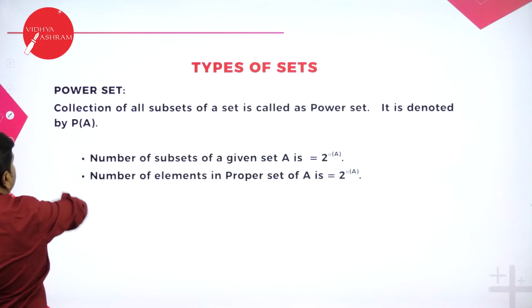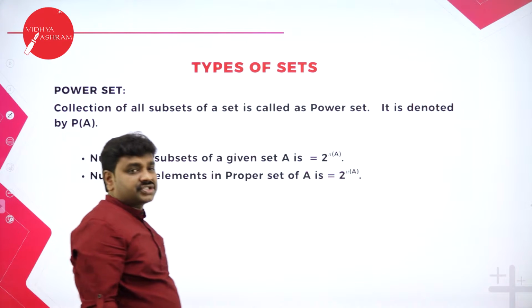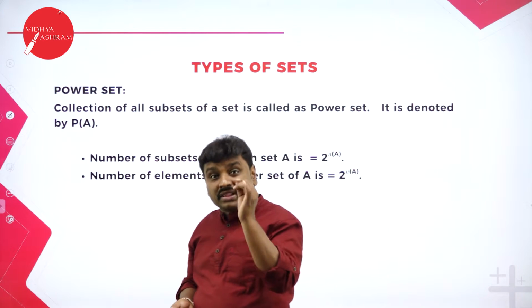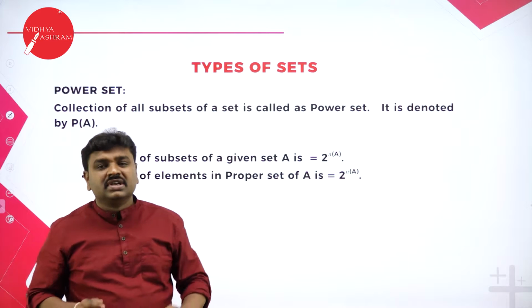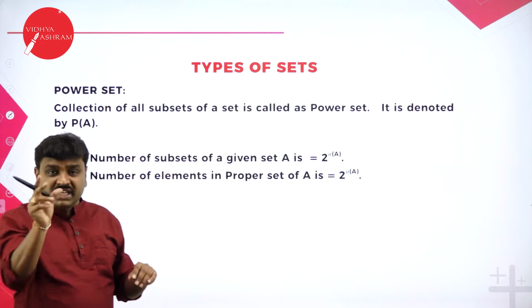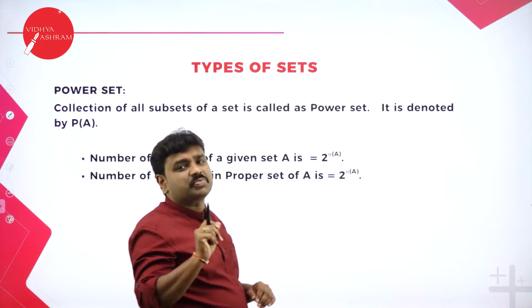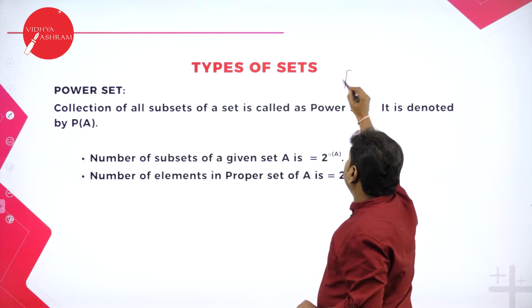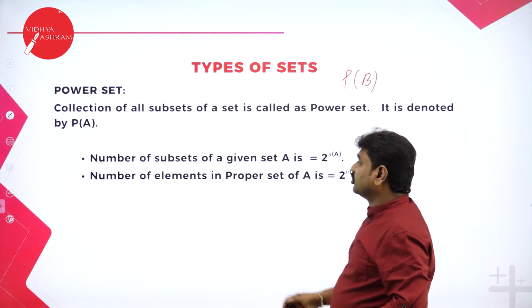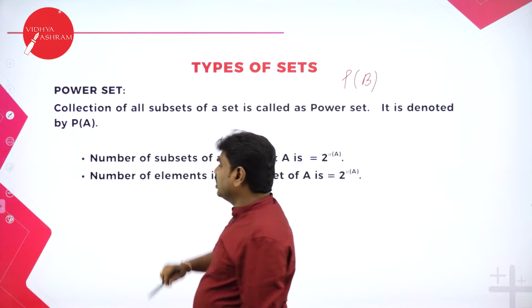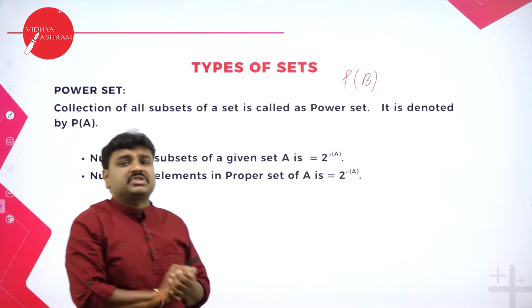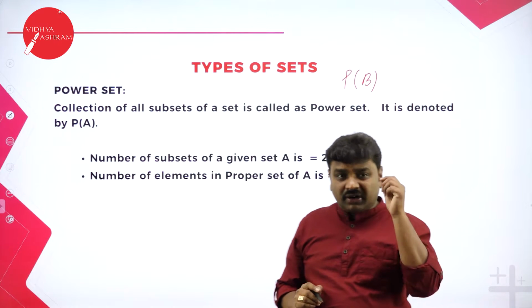Next, power set. Interesting. A power set is a set containing all the subsets as elements. The set of all subsets, where each subset acts as an element, is called the power set. The power set of A is denoted P of A, and P of B is read as the power set of B. Power set of A means what? A set containing all the subsets.